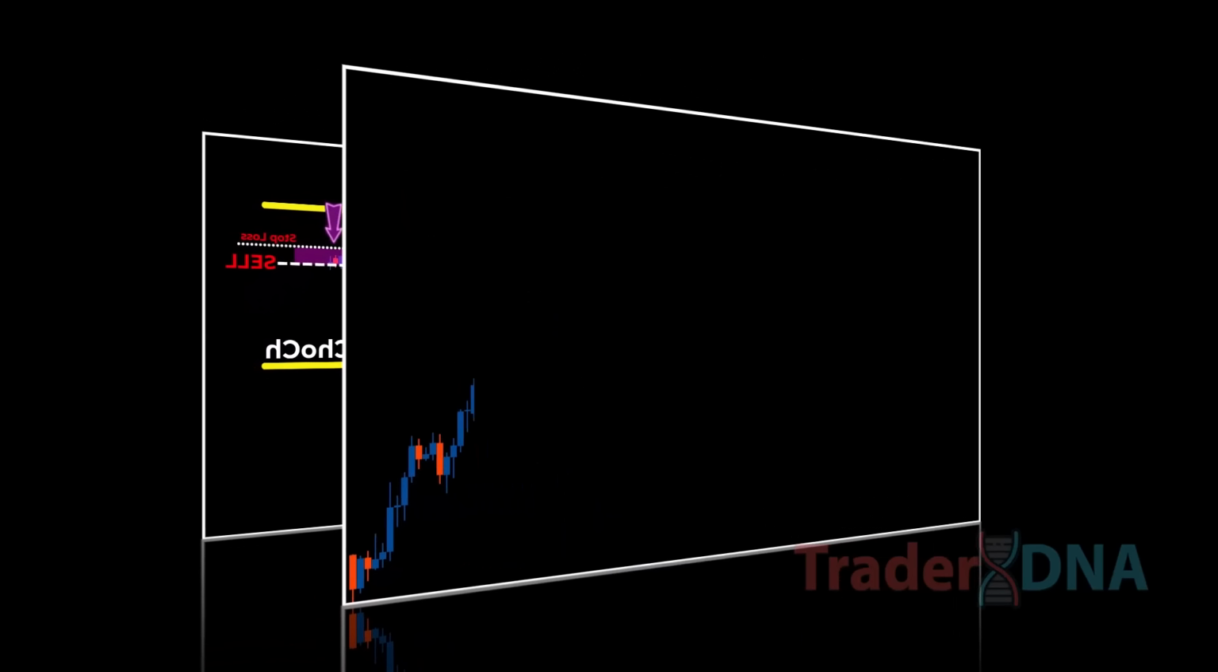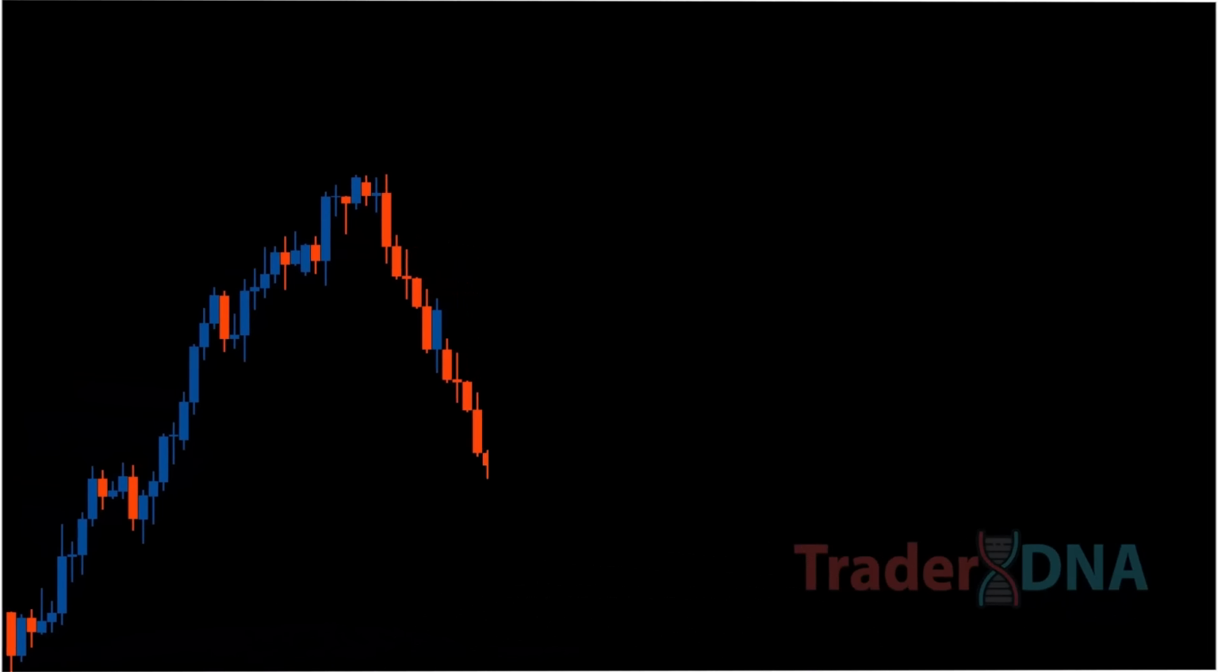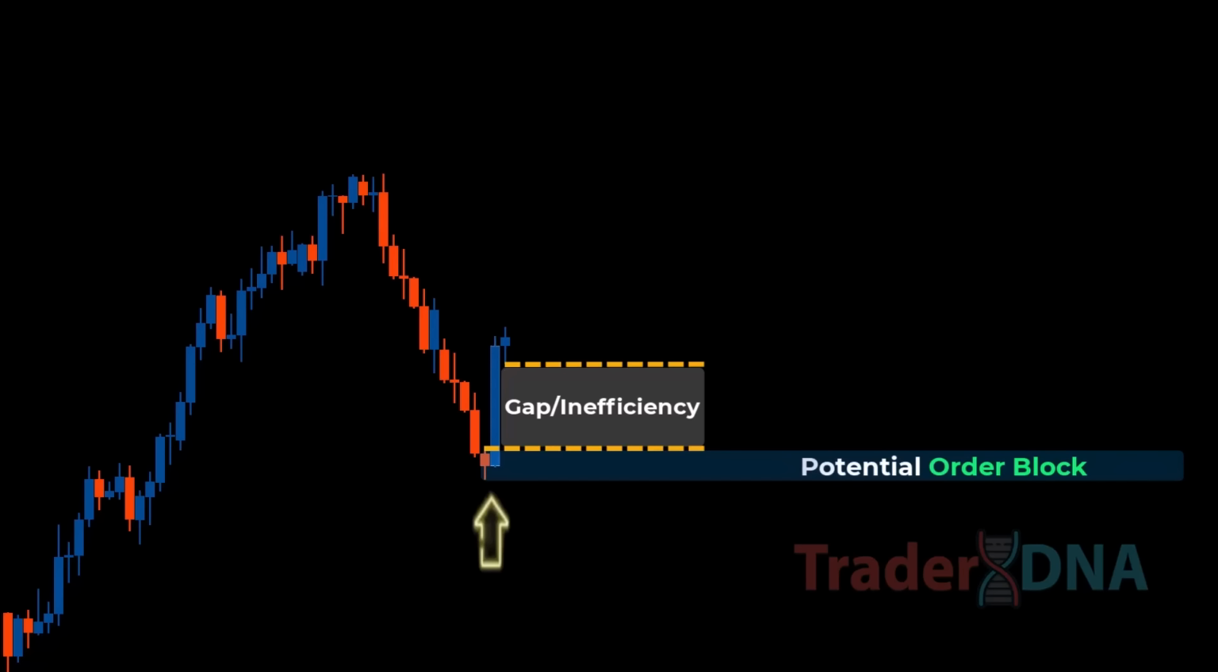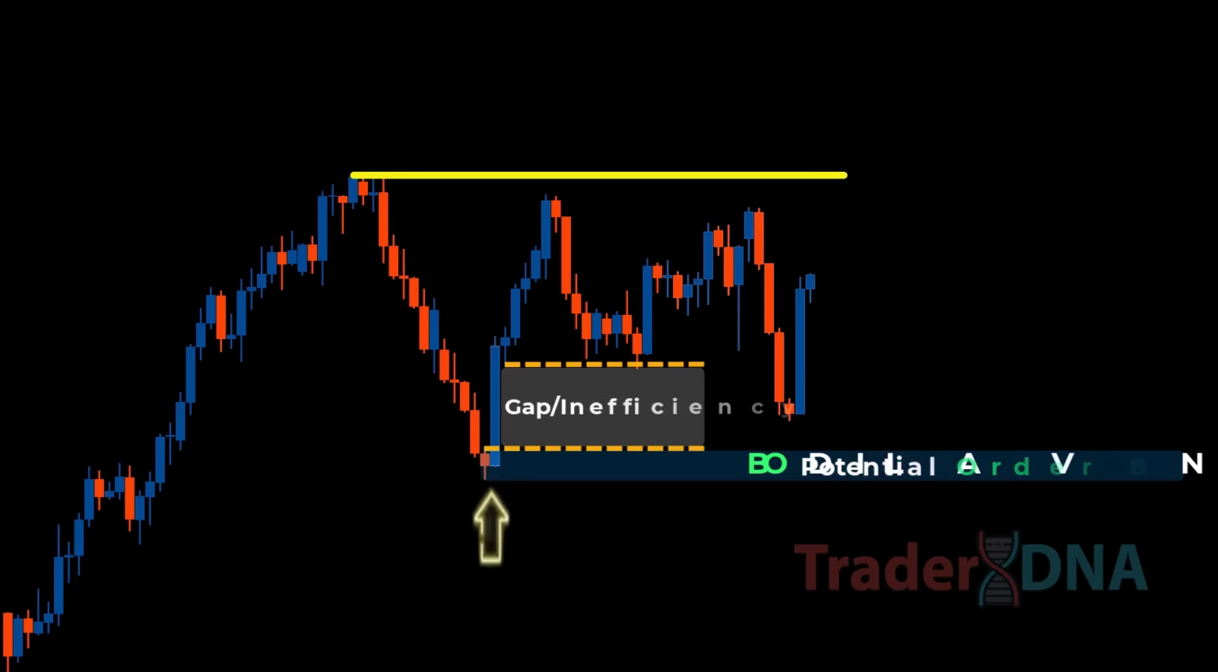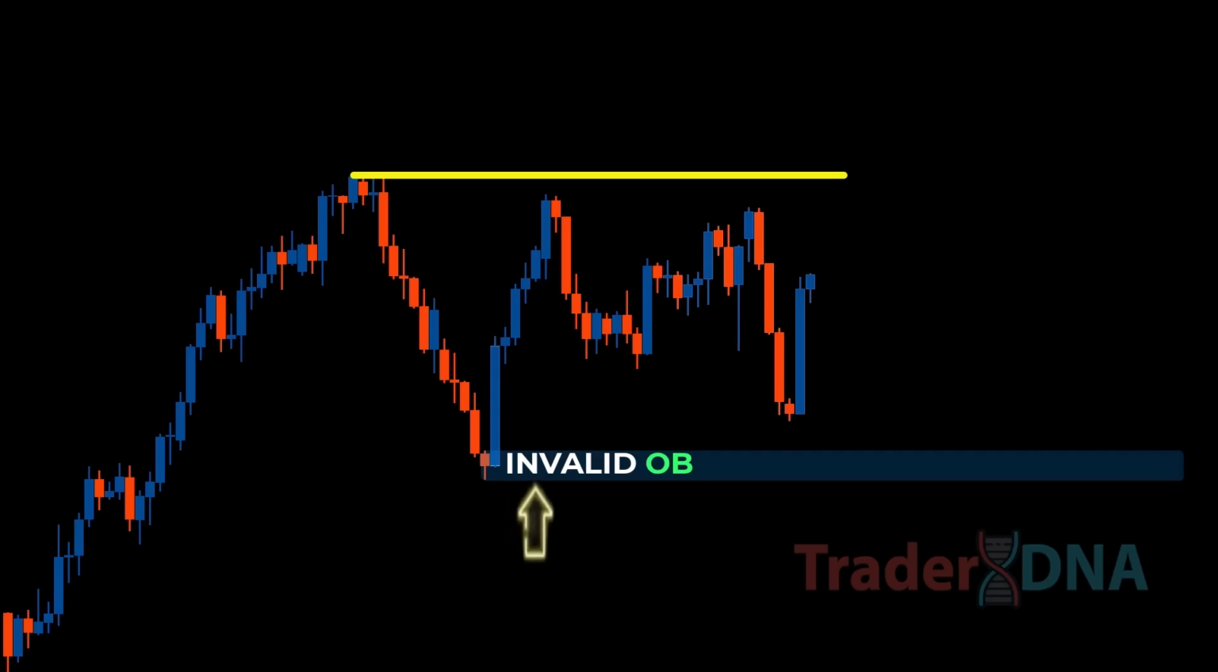In this video, we're breaking down order blocks in the simplest way possible. First, price makes a strong push upward and we see inefficiency, that gap that hints at a possible order block. But there's no break of structure yet. No break means no confirmation. So for now, that order block is not valid.